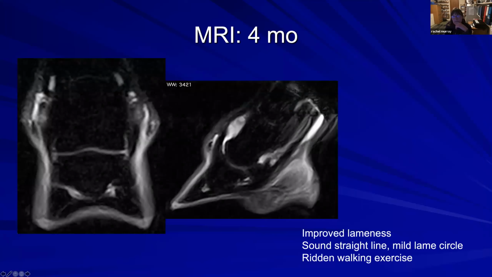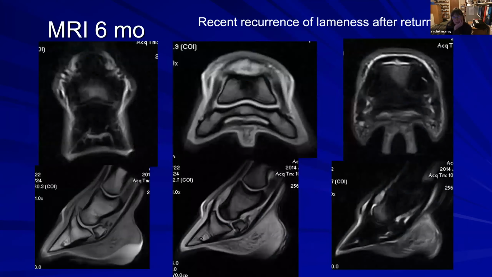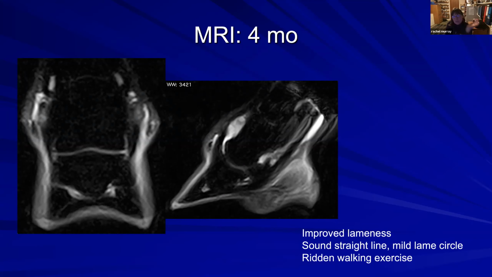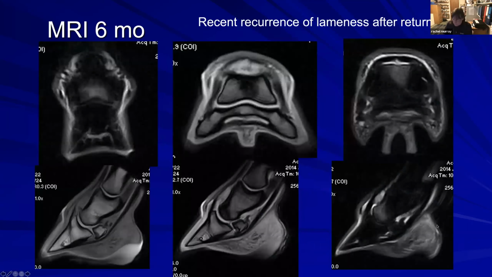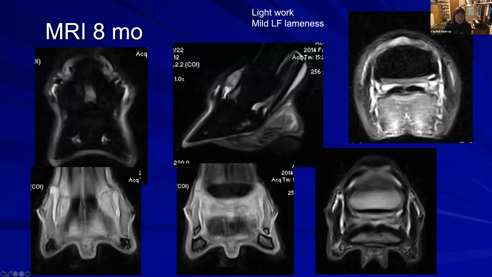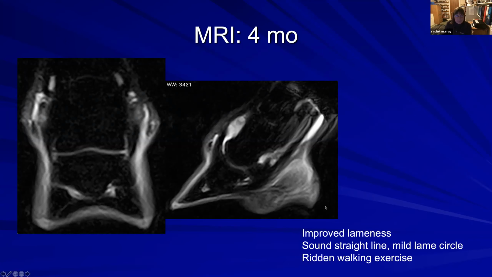So this horse was MRI'd again at 4 months to look for progress. And we can see as it got improved lameness, it was sound in a straight line and was ridden in walking exercise. There was improvement in the deep digital flexor tendon. But what I wanted to show here is that we don't have anything going on here, and we haven't in the first 2 MRIs.